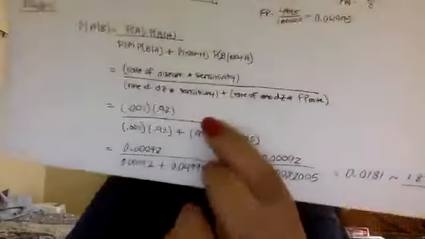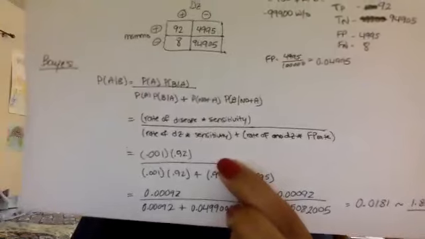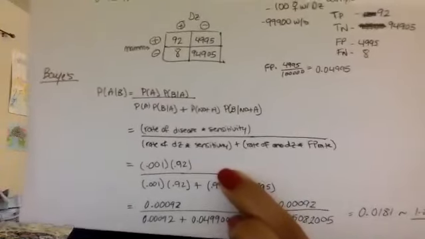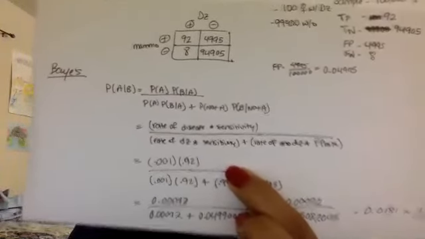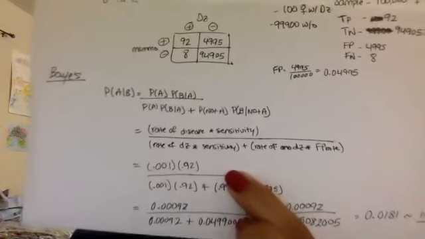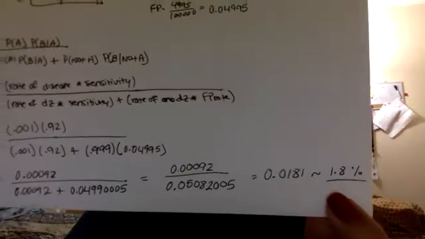So in this case, what we're looking at is basically the rate of the disease times sensitivity, over the rate of disease times sensitivity plus the rate of not having the disease times the false positive rate. So plugging in all the numbers that we already talked about before, we get the same number, around 1.8%. So this is basically the percent probability that this woman has of getting breast cancer, given what we already talked about before. That's it.